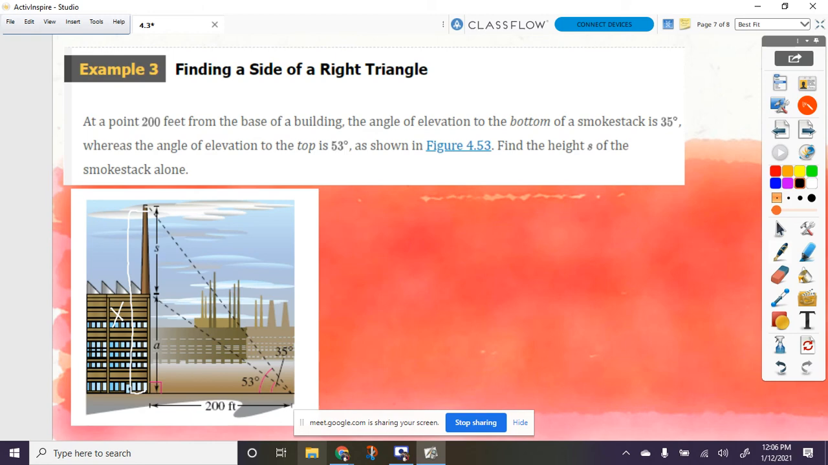Tangent. Because we have adjacent, we're looking for opposite. Agreed? Okay. So let's set it up with our first smaller triangle first. So we have tangent of 35 degrees equals what? It is not X. It is A. So it is A over 200. Which means what does A equal? 200 times tangent of 35.